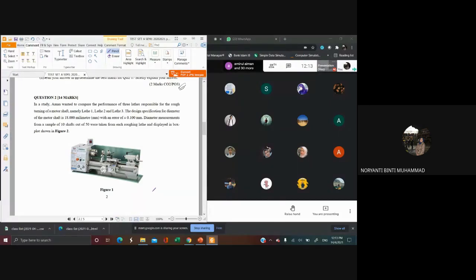Alright, so you can see that the first sentence just mentioned we have 3 lathes, okay? And then from the second sentence, they mention the diameter of the motor shaft, and then error plus minus 0.1. So diameter measurement for a sample of 10 shafts out of 50 were taken from each roughing lathe and displayed in a box plot.